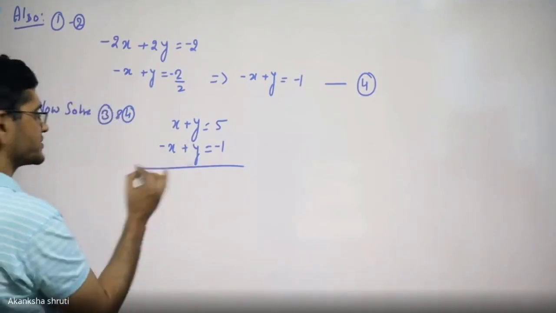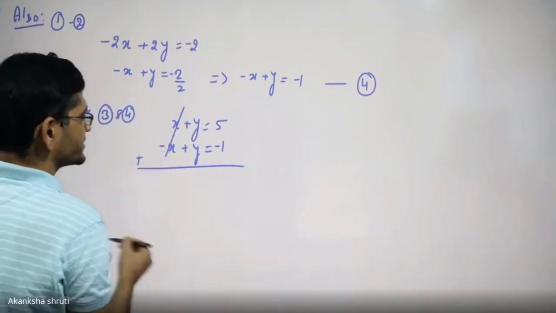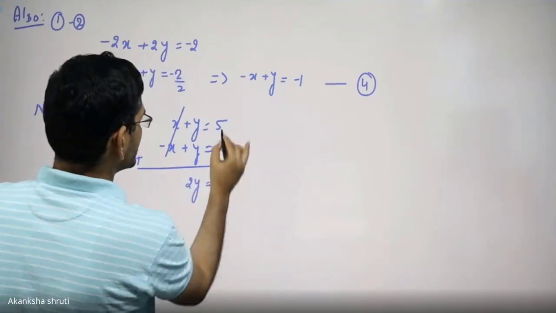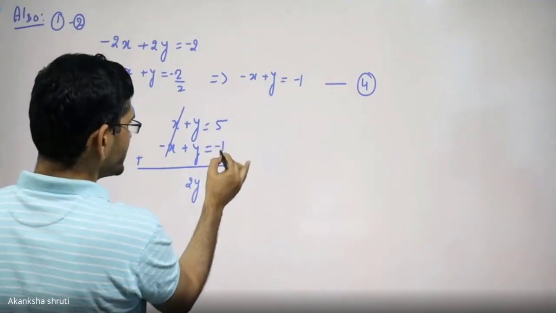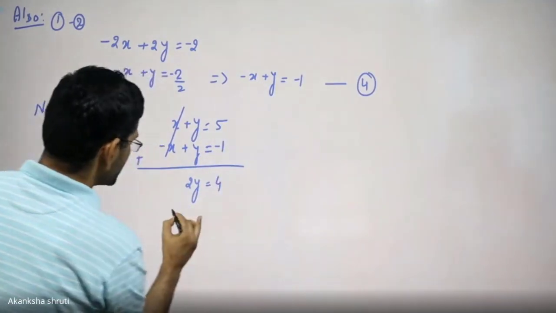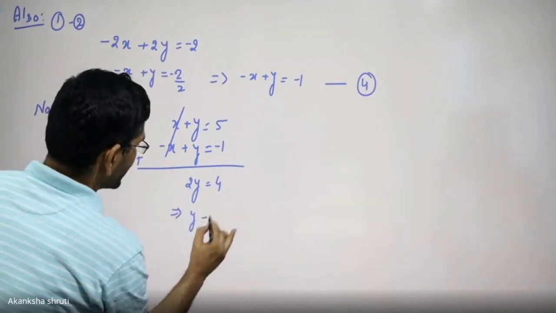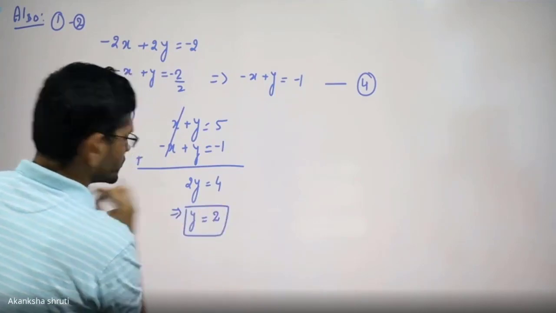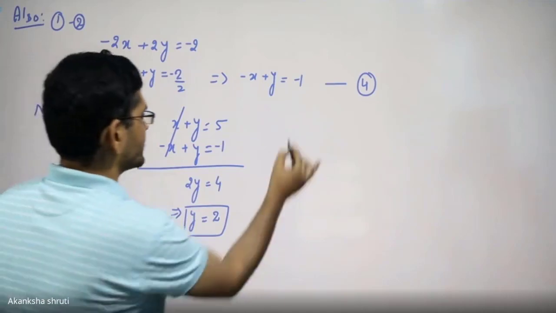Students, just go for adding. It is cancelled. y and y is our 2y is equals to 5 minus 1 is our 4. This is going to give us y as 4 by 2 as 2. How conveniently we have calculated.